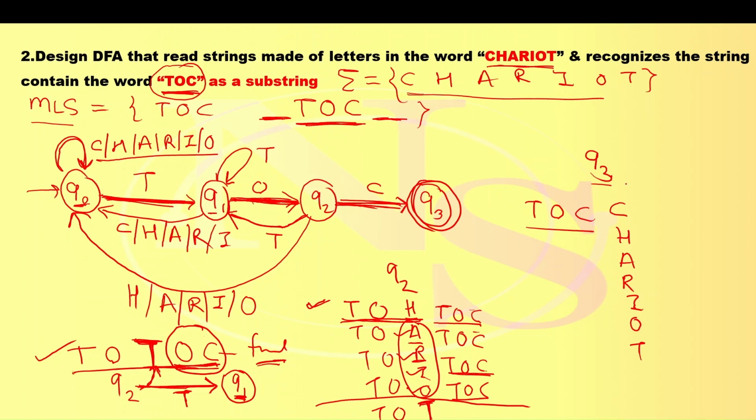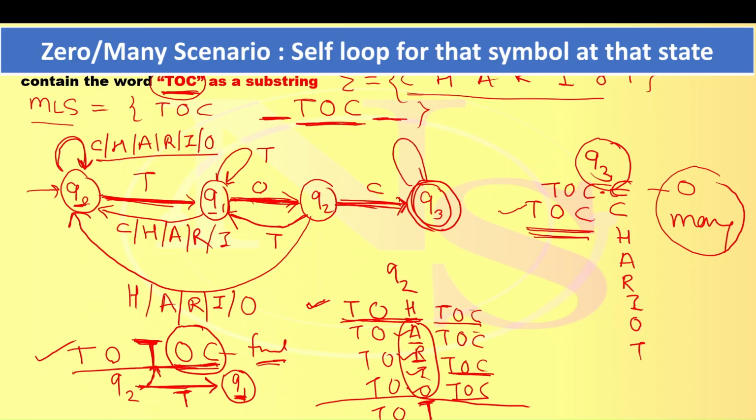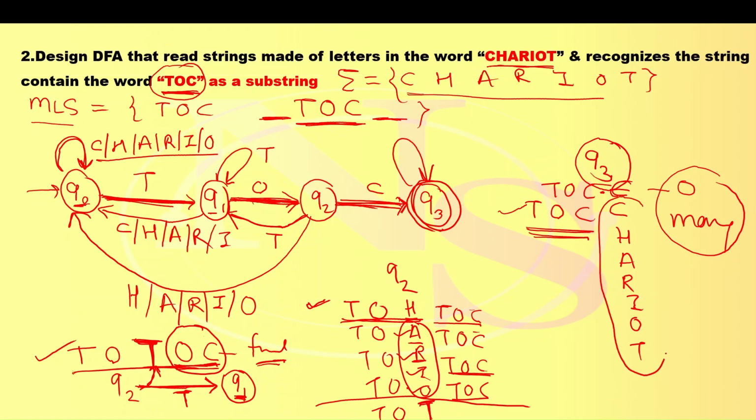By reading TOC, I am trying to find the transition from Q3 for all these symbols. And these symbols may come or may not come, we don't know. Because if they come, then also our string is valid. If not coming, say epsilon, TOC dot epsilon is TOC. If these symbols come 0 times or many times, then also okay, because we already read the TOC to reach Q3. Hence 0 or many at state Q3. So 0 or many means what? Self loop at state Q3. For which symbol? All these symbols.